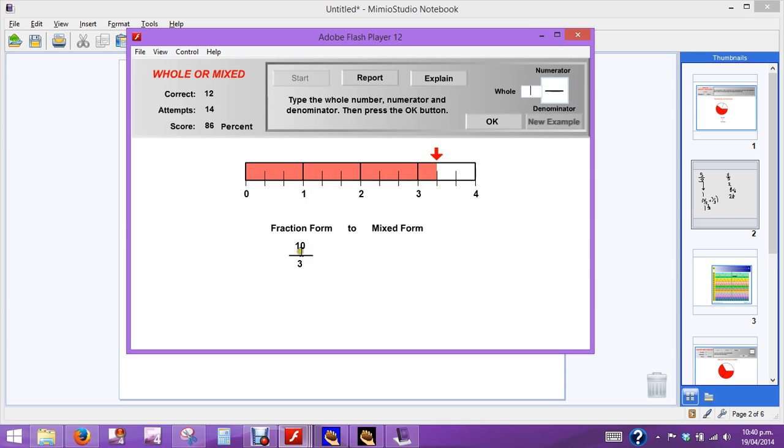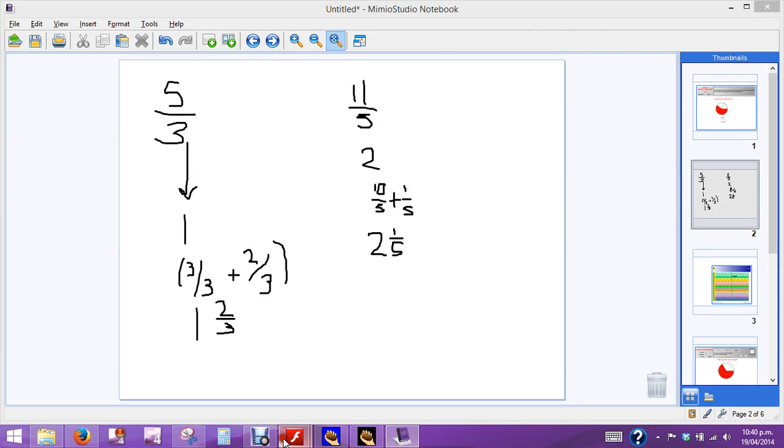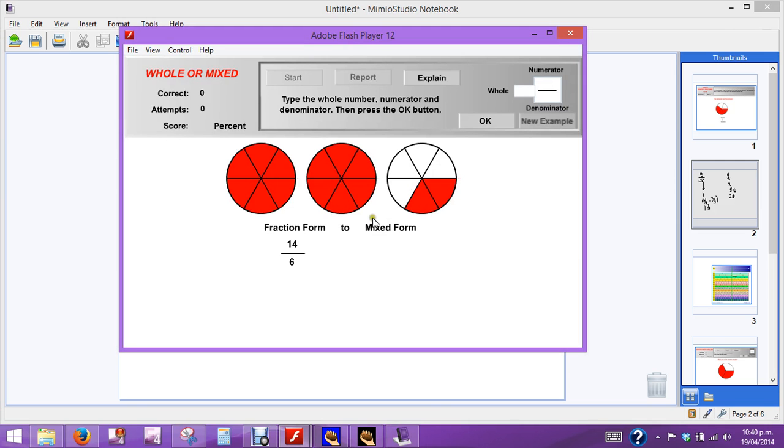Alright, 10 thirds, 3 goes into 10, 3 threes are 9, and 1 made our 10 thirds. Always thirds, always matching it back to the original fraction. Okay, done the rods. Let's look lastly at these. They are the same really because we're using the same process, but we look at circles again for going from fraction to mixed number.